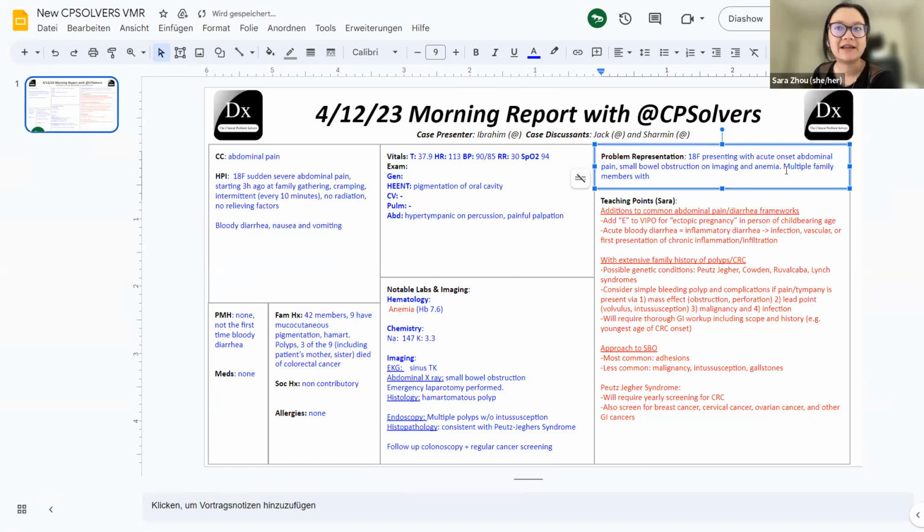It was found on imaging that this patient had a small bowel obstruction. The most common cause of obstruction would be adhesions, and the less common would be malignancy, intussusception, and gallstones, which was the case in this patient's presentation. And then finally, we found through pathology that this patient had Peutz-Jeghers syndrome, which is a great reminder that this patient will require yearly screening for colorectal cancer after they leave the hospital. They will also require screening for other common cancers in these patients, including breast, cervical, ovarian, and other GI cancers.